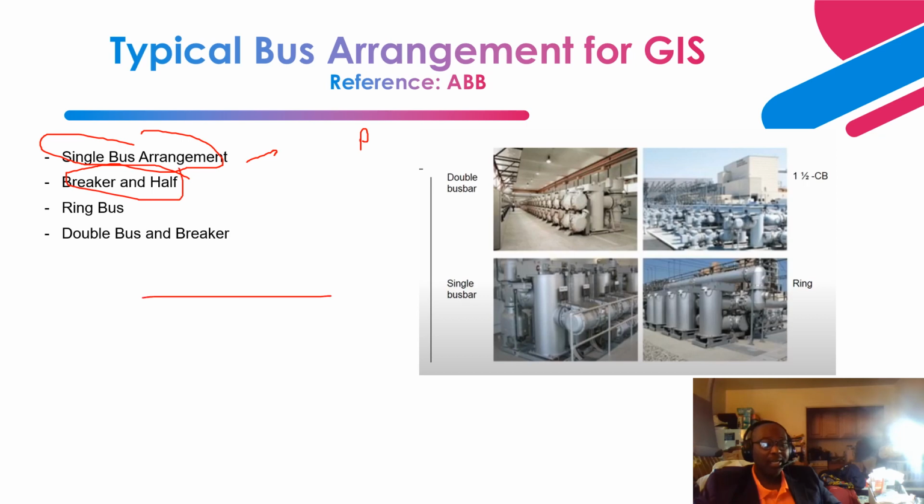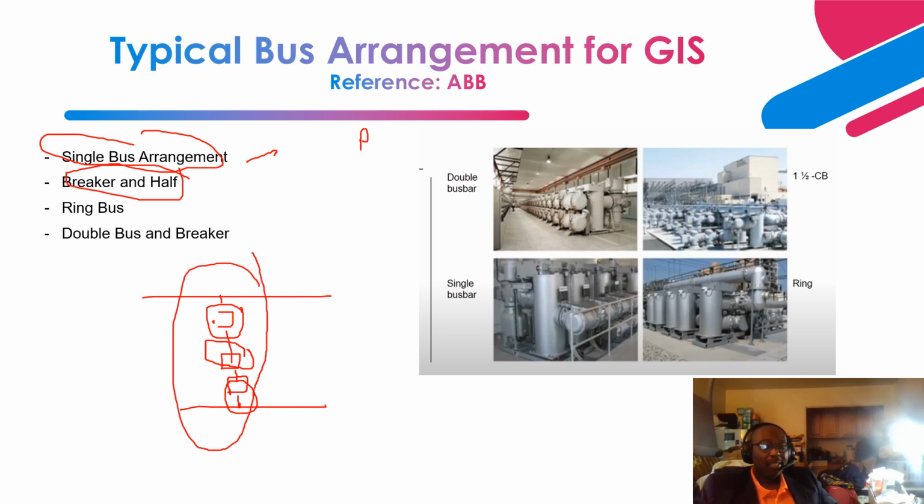So what is a breaker and half scheme? You have a breaker here, you have another breaker here, and you have another breaker here. What you are doing is they are sharing this middle breaker, especially if you want to do maintenance on any of these breakers. Then you utilize the middle breaker. So they call it a breaker and half scheme. This is called a bay. So you can have bay 1, bay 2, and bay 3.